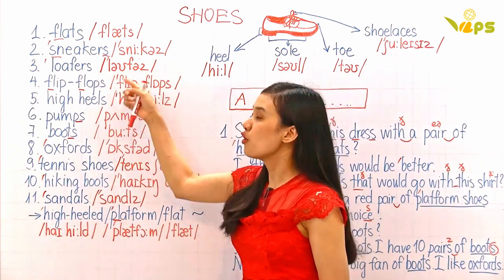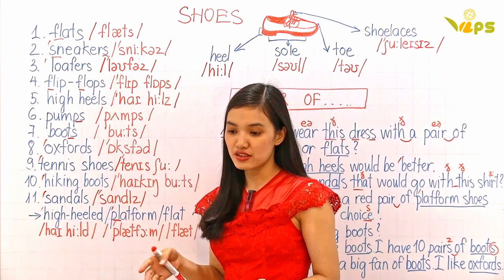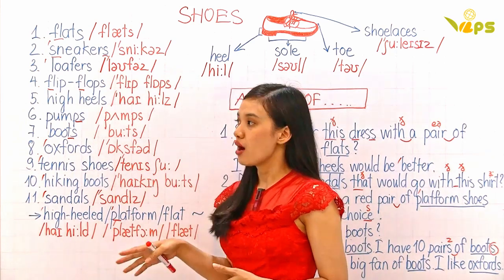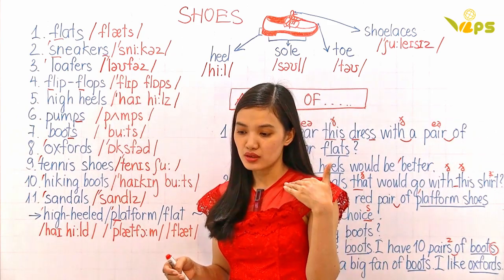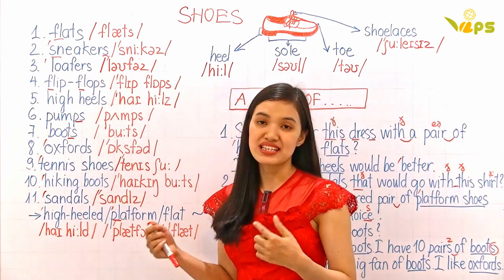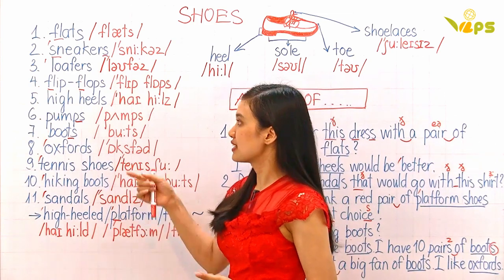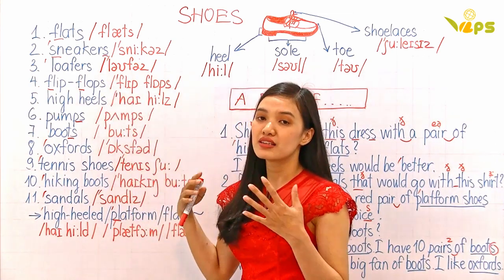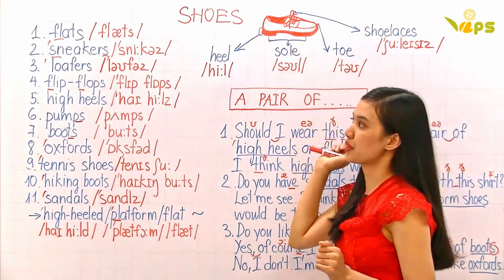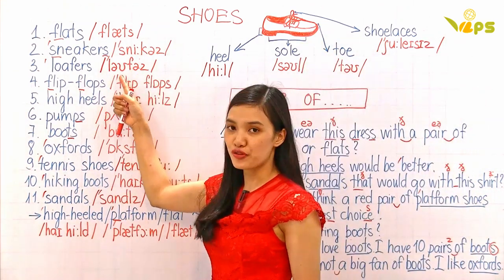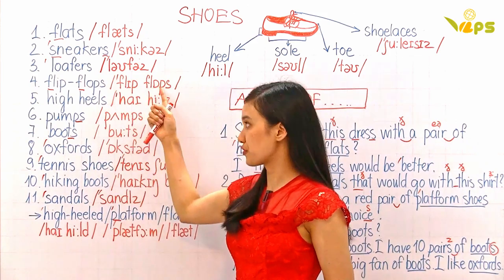Number three, loafers. Loafers are just like men's shoes, leather shoes. Leather means the skin of animals, so we say leather shoes. Leather shoes and loafers, but loafers here are without shoelaces, okay? So it is loafers.